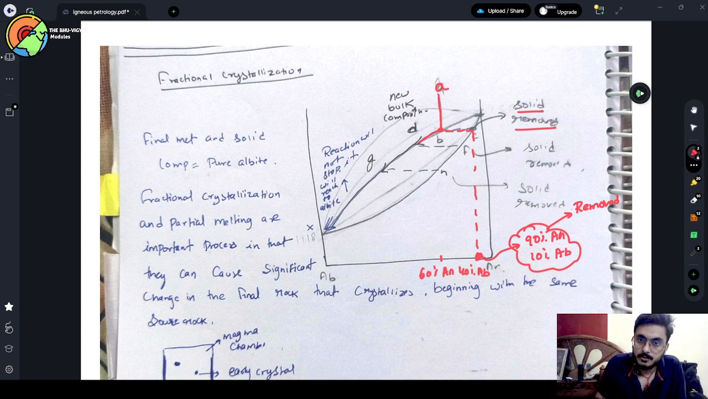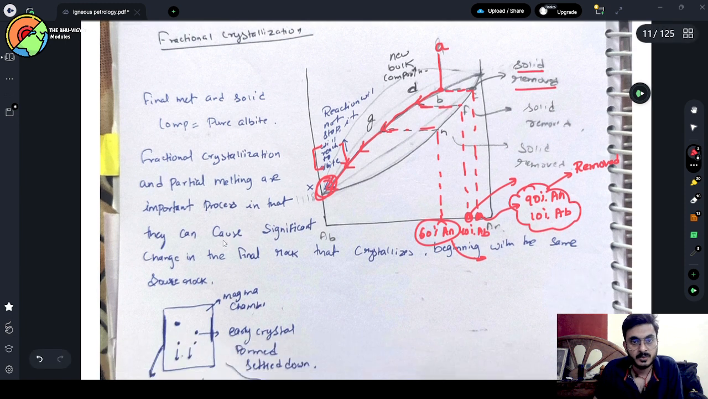Now the curve will move toward this side, and this bulk composition of the solid is formed, and this is also removed from the system. Again the curve will go in this direction, and this bulk composition will form, and this will also be removed from the system. So the curve will move more towards the albite end like this, and the final melt which we get will be very albite rich. So the reaction will not stop, and it will reach the albite.